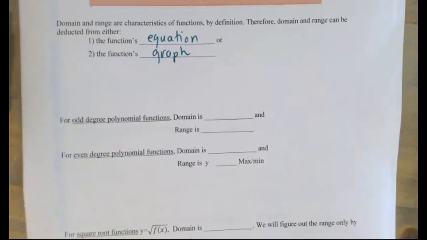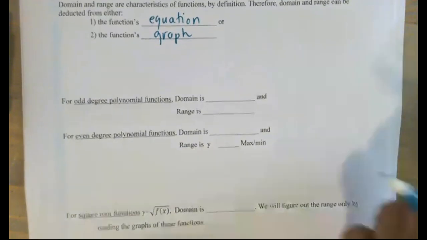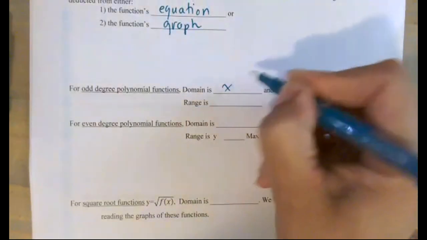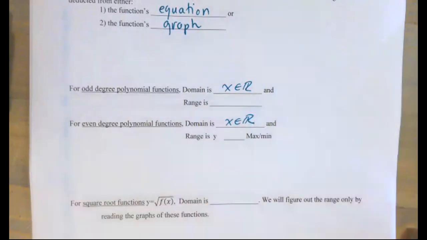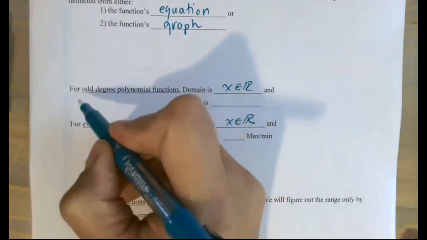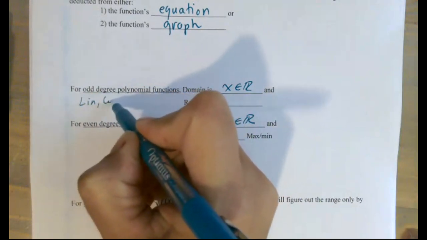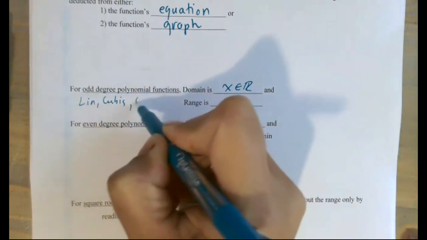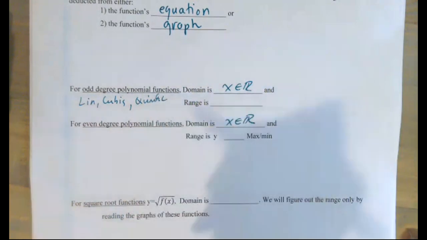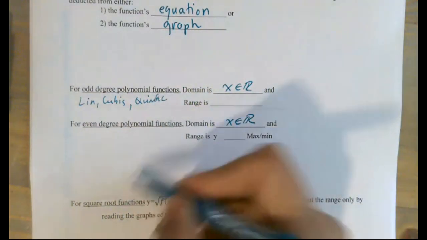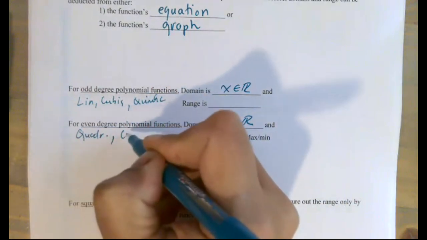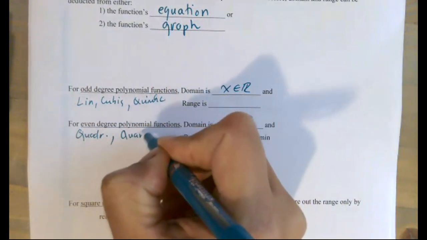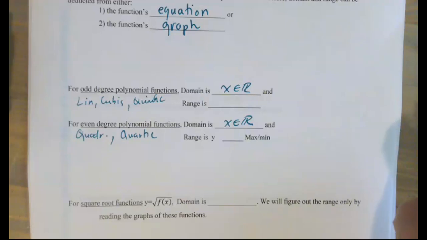For polynomial functions, the domain is always the real numbers for all kinds. It doesn't matter if it's odd degree or even degree. So odd degree, like linear, cubic, and quintic, all of them have all of the real numbers, and also for the even, quadratic and quartic, they're going to be all the real numbers.